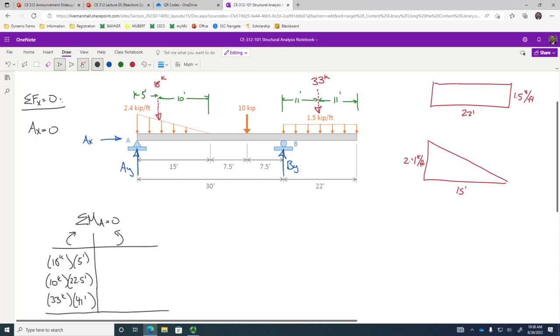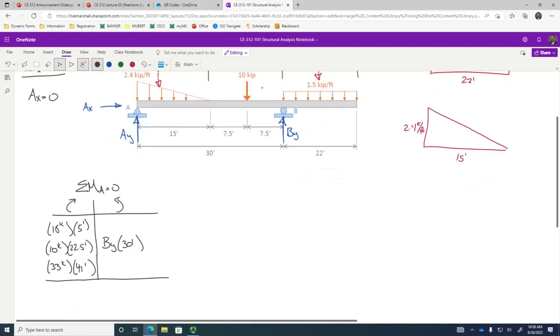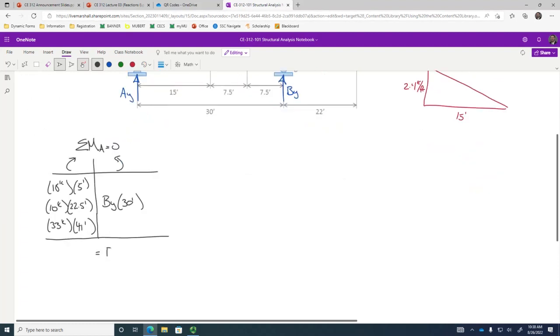Now, what about BY? BY is going to contribute moment in the other direction. And what's that moment arm going to be? 30. All right. So now what we can do is say BY times 30 feet. Let's do this in steps. Somebody tell me what goes here. Like what's this times this, plus this times this, plus this times this. And that, I believe, is an 18. That is a horrible 8. I can do better. I think I did better.